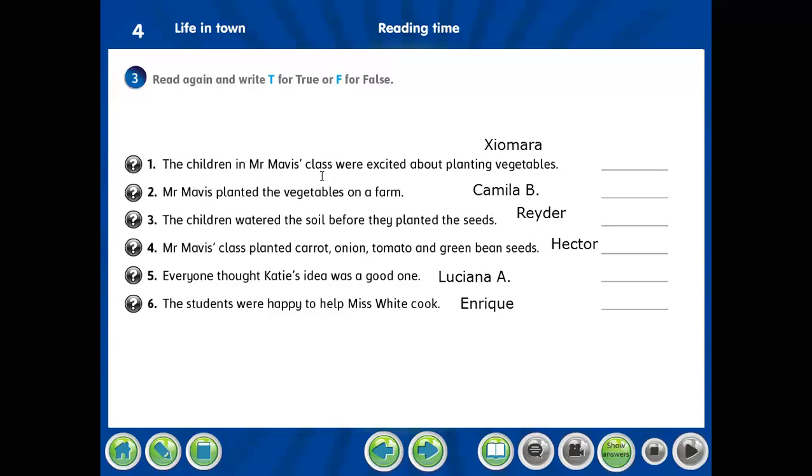Okay, Xiomara says in the chat that number 1 is true. Very good, Xiomara. The children in Mr. Davis' class were excited. They were happy about planting vegetables. Very good, Xiomara, very good. Complete, please, in your books, the rest, okay? Complete.